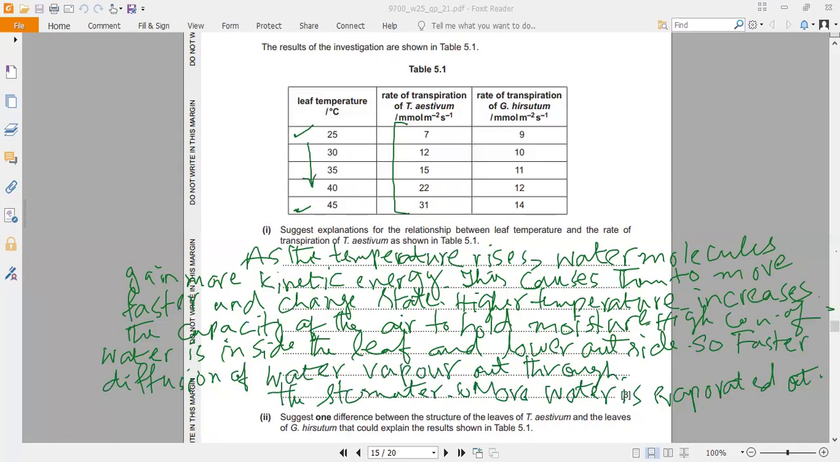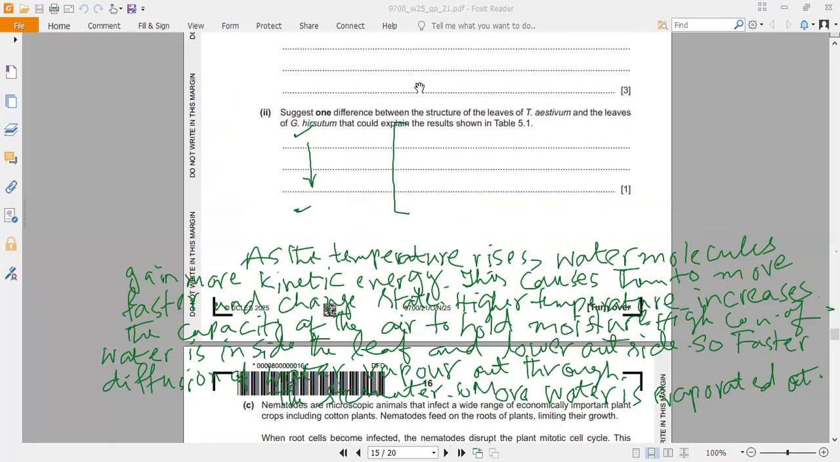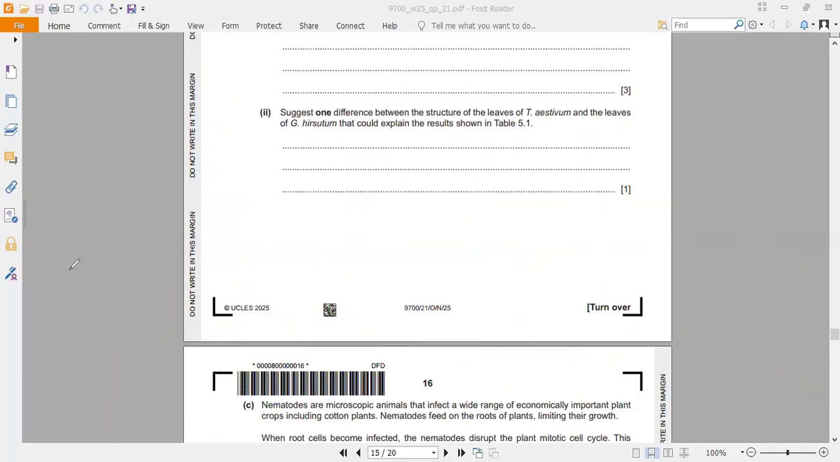Now, next question. Part B of this. Suggest one difference between the structure of the leaves of T. aestivum and the leaves of G. hirsutum that could explain the results shown in 5.1.